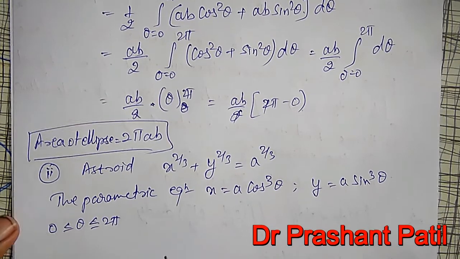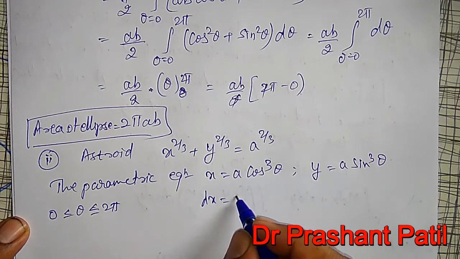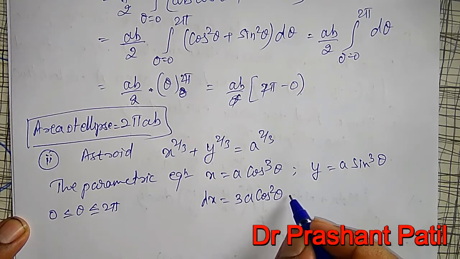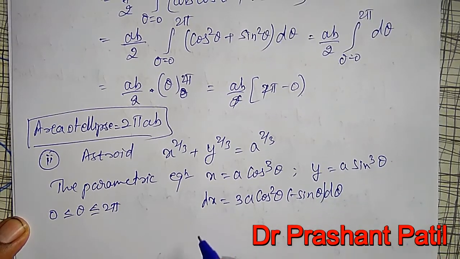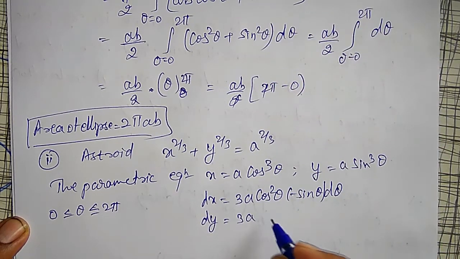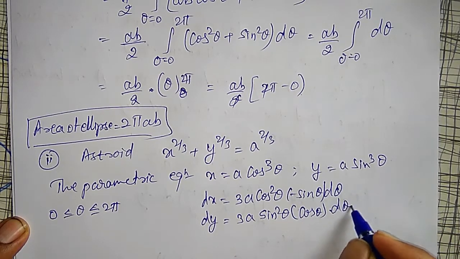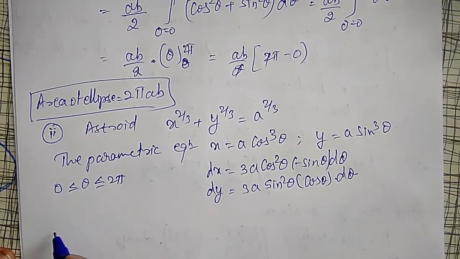0 to 2 pi. Therefore, I will keep ready dx equal to 3a cos square theta into minus sin theta d theta. Like that, dy will be 3a into sin square theta into cos theta d theta. This one I will substitute in the area of asteroid.